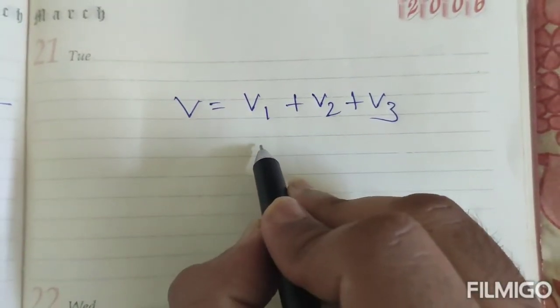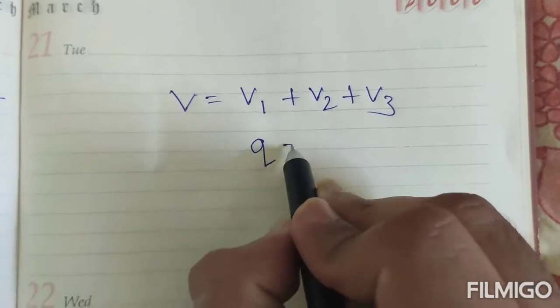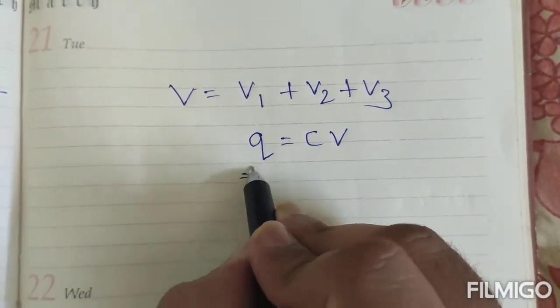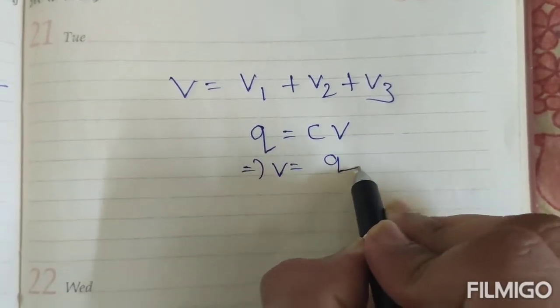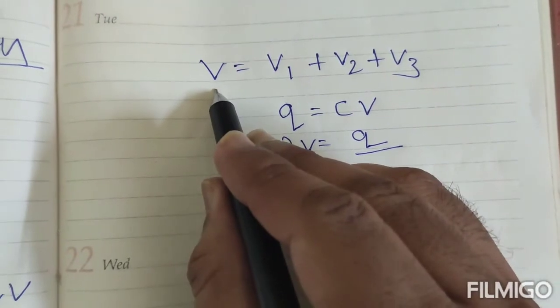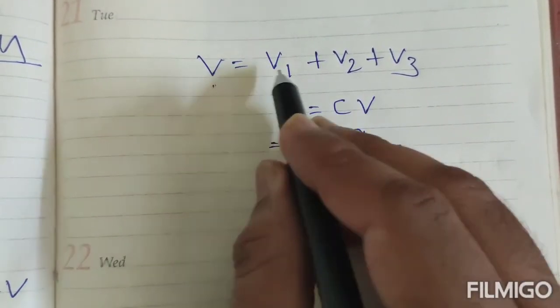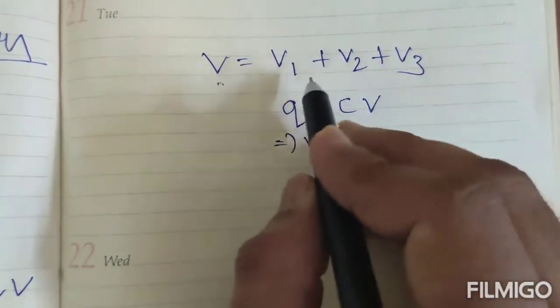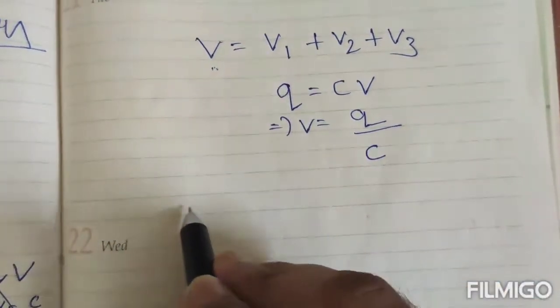Okay, so we know the formula for the capacitor: Q equal to CV. So what is V equal to? V equal to Q by C. This is known as the equivalent capacitance. So V1 plus V2 plus V3 will give you the equivalent voltage V.